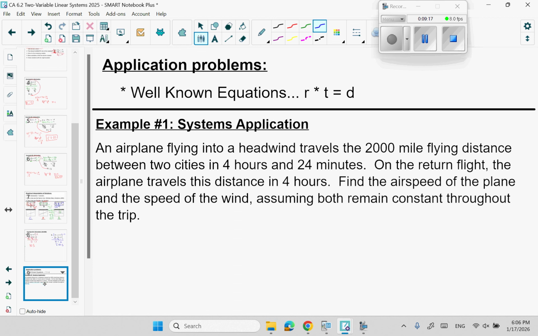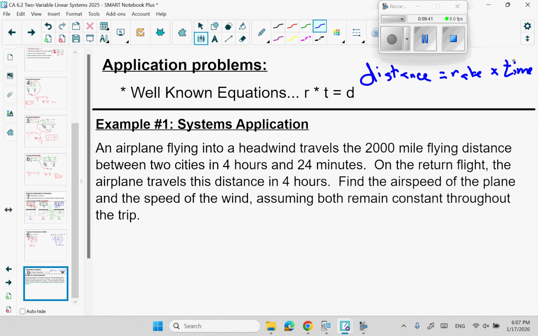And then a common equation is distance equals rate times time. It's a common physics equation, which should make sense. For example, if I'm going 30 miles an hour for 2 hours, 30 times 2 would tell me that I traveled a total of 60 miles.